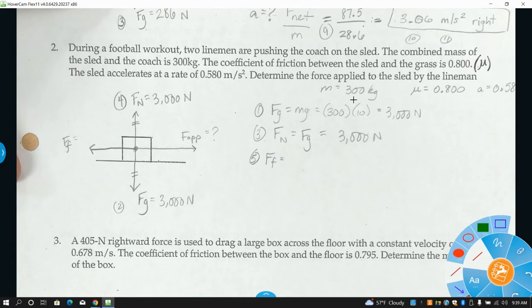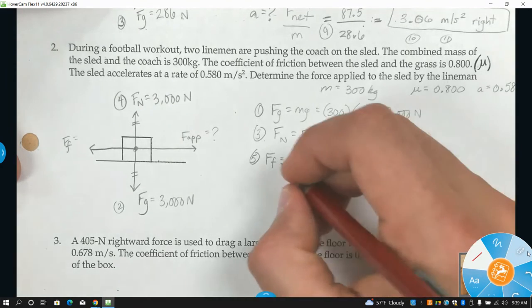You have now the coefficient that was given, and we just solved for the weight, right? Weight and normal force are the same, so that's 3,000. So normal force is 3,000. Coefficient is this. So we can now solve for the friction force.